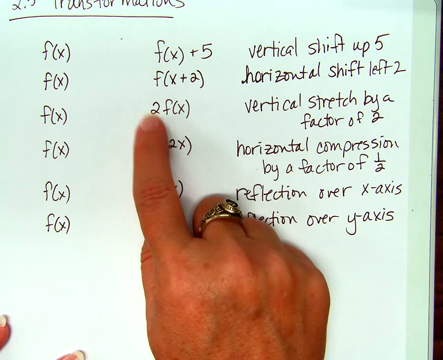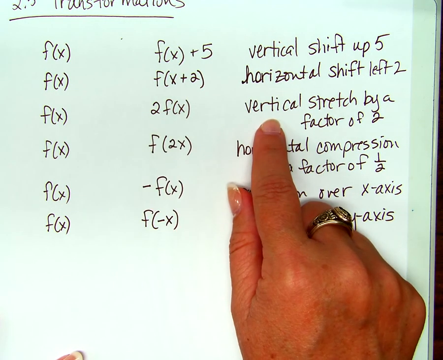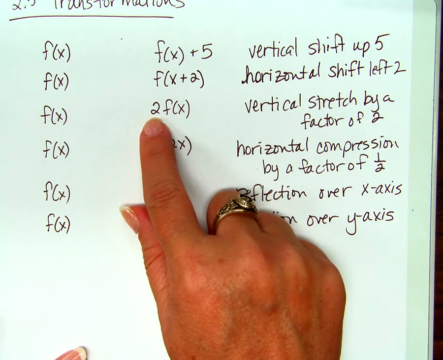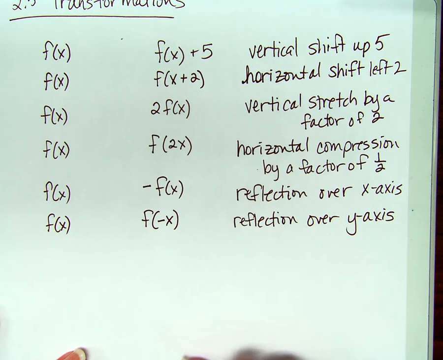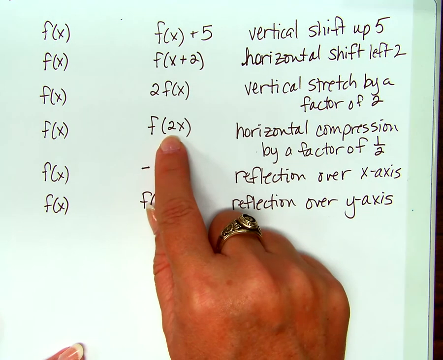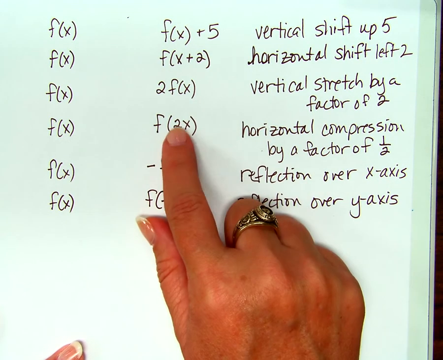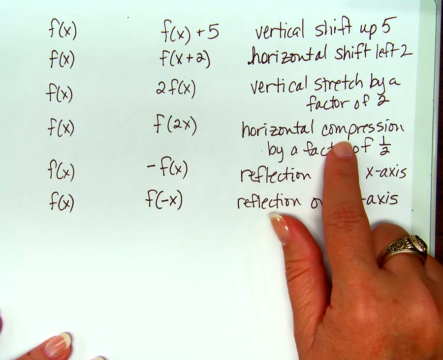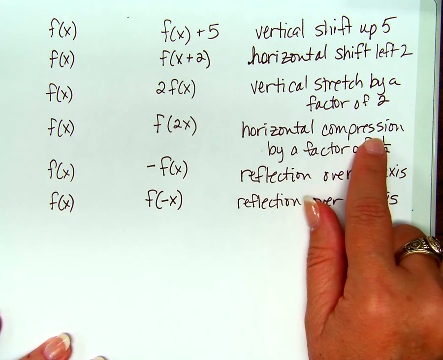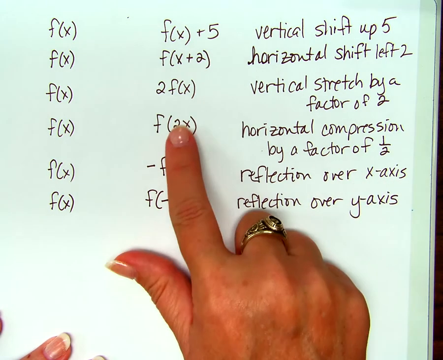Okay? If it's a multiplier, this is outside, so it's causing a vertical change. It's greater than 1, so it's a stretch, and it's a factor of whatever that number is. Okay? If it's inside, it's different than what we think. We know it's going to be a horizontal change. It's greater than 1, so we think it should be a stretch, but we know it's different than that. It's the other one than we think. So it's not a stretch, it's a compression by a factor of whatever the reciprocal of that number is.